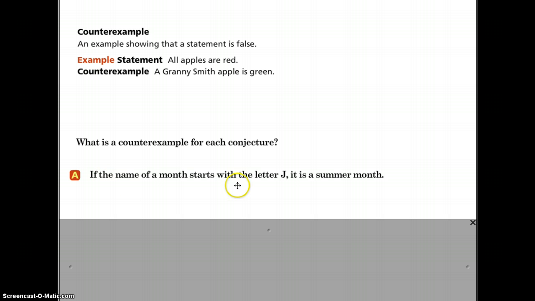If the name of a month starts with the letter J, it is a summer month. Well, think of all of your months that start with the letter J. So, we have January. We have June, and we have July. Which one is our counterexample? Which one says this statement is false? Yeah, January, not a summer month.